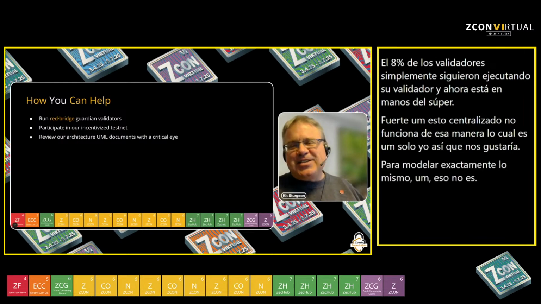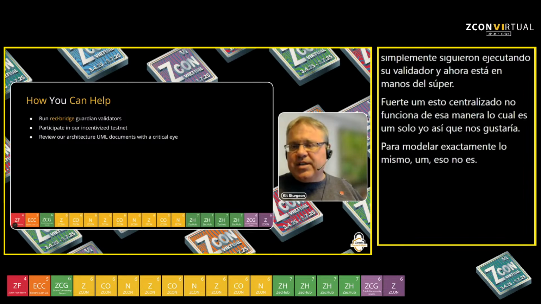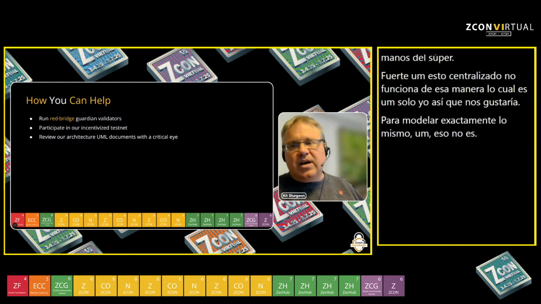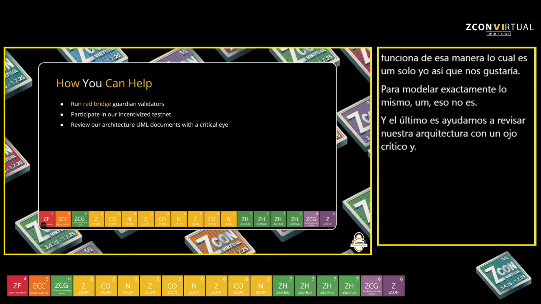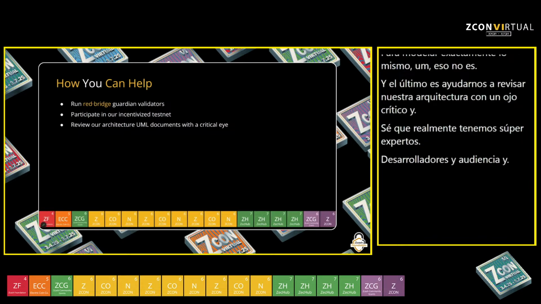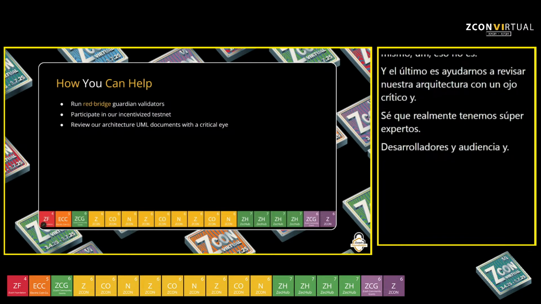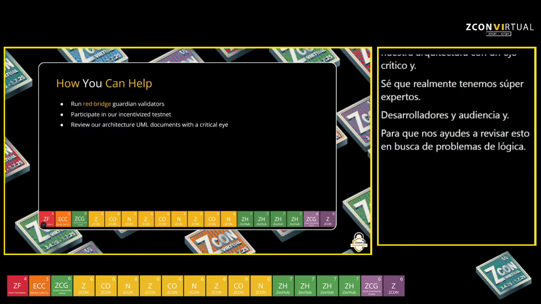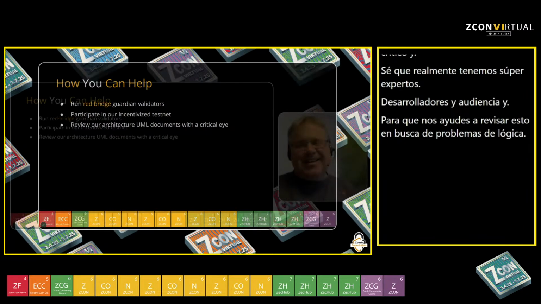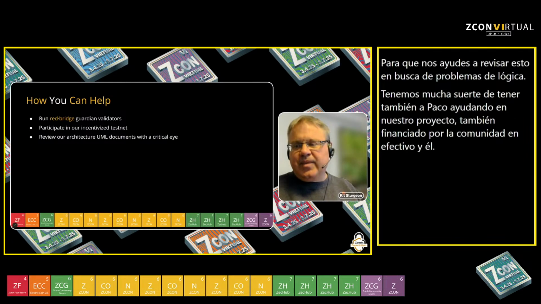And then the last one is to help us review our architecture with a critical eye. I know we have really super expert devs in the audience, and for you to help us look this over for logic problems. We're so lucky to also have Paku helping our project, also funded by Zcash community grants, and he's a huge help in helping us with Zcash specific issues.